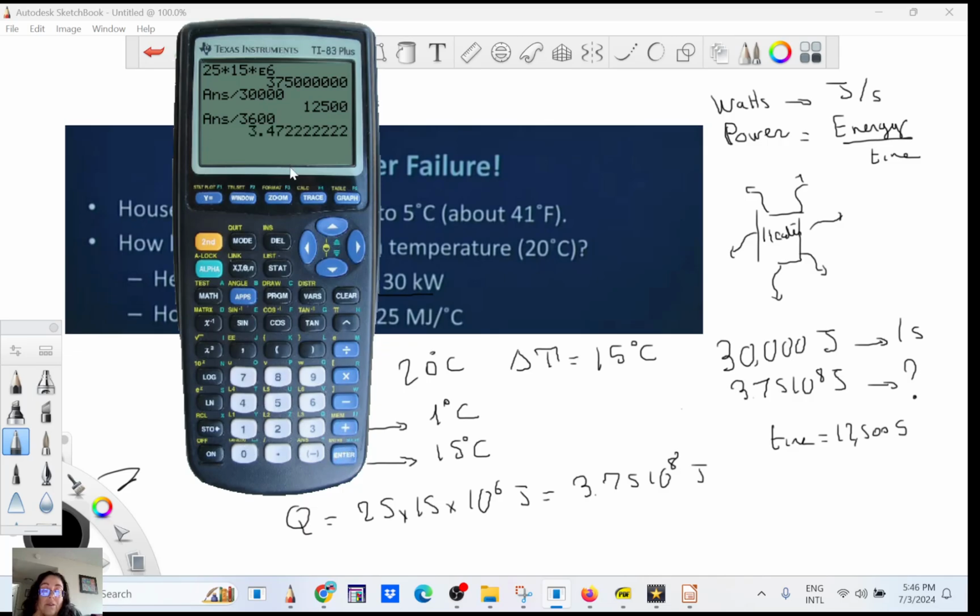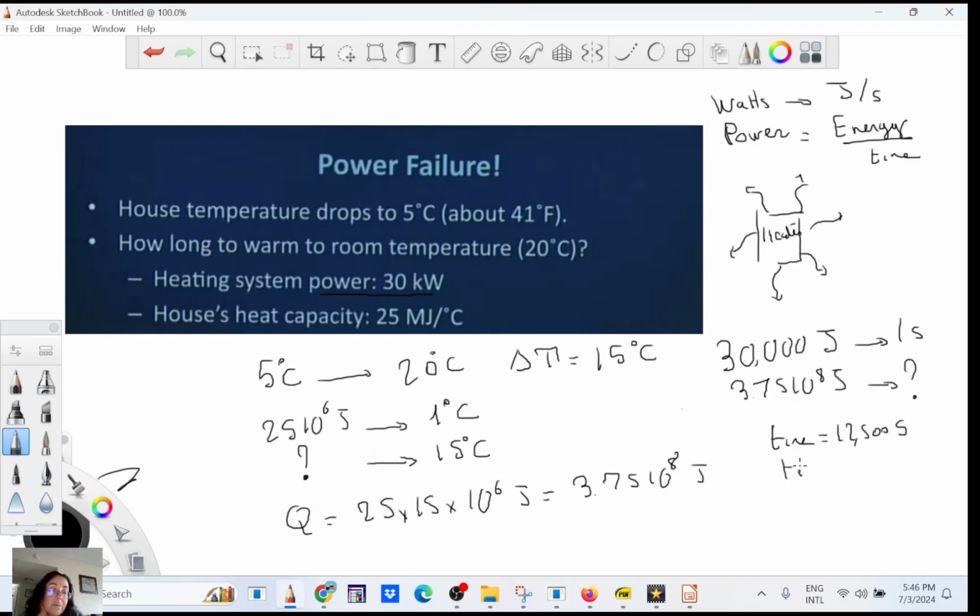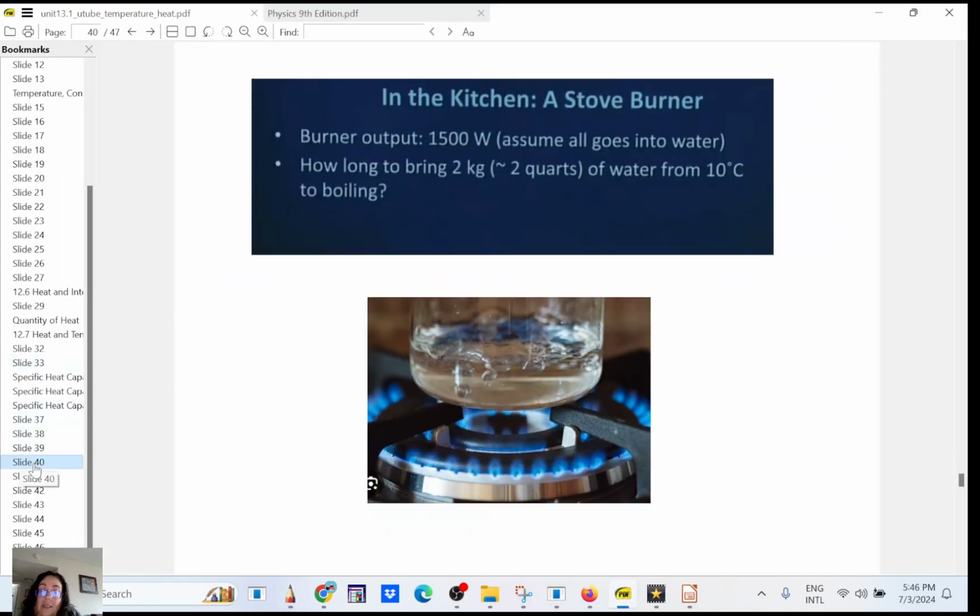Okay, so you can divide by 3,600 and you get about 3.5 hours. Okay, I keep 2 digits because I had 2 digits here and there to begin with. So 3.5 hours. So you can go to a cafe, for example, waiting for 3.5 hours, because 5 degrees Celsius is really cold. Really cold.